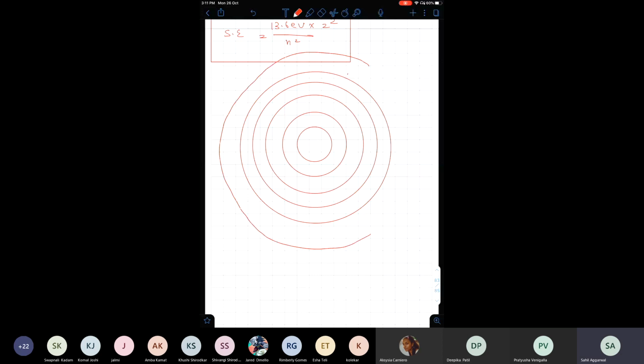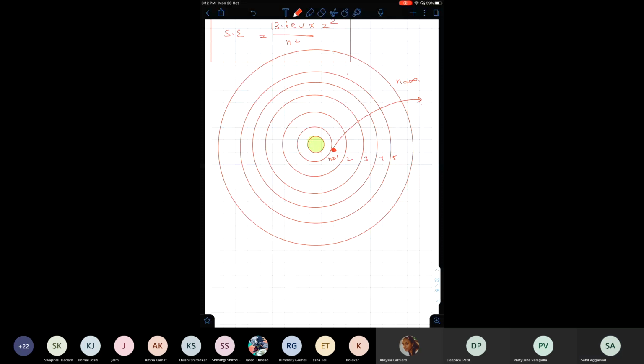ठीक है, let this be n equal to infinity. This is n equal to 1, 2, 3, 4, 5 and then infinity. And let this be your nucleus. इसको मान लेते हैं nucleus. If you are taking electron from here to here, what type of energy it will be? इसमें कौन सी एनर्जी लगेगी? For this excitation, which energy will be required?